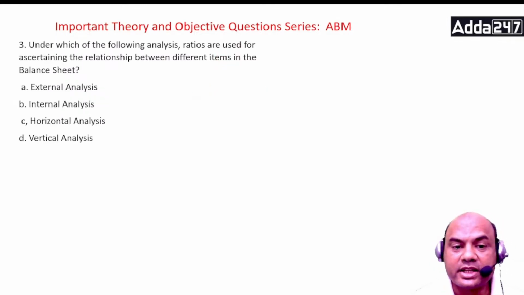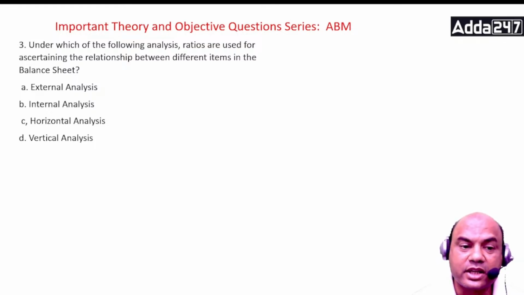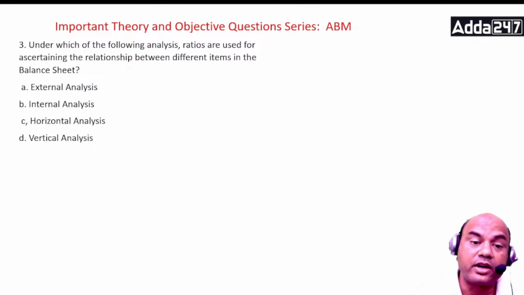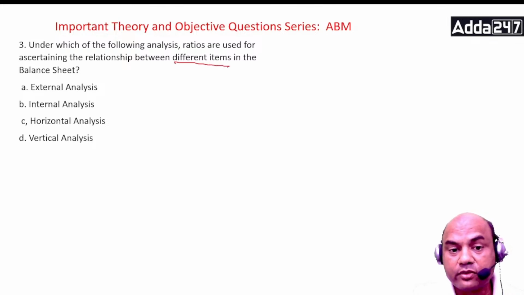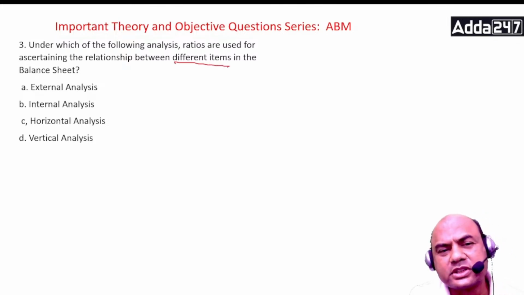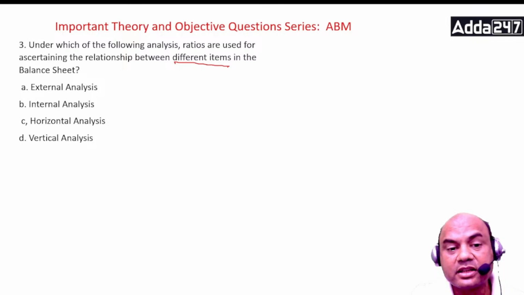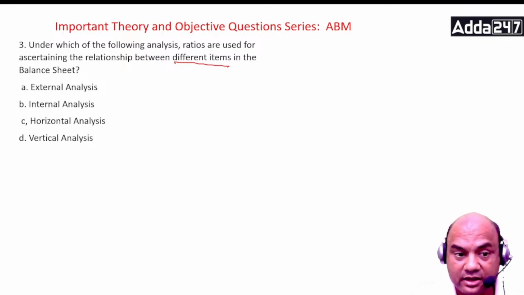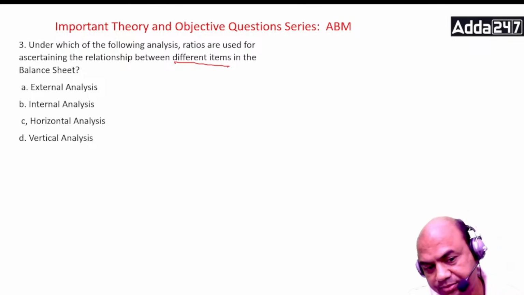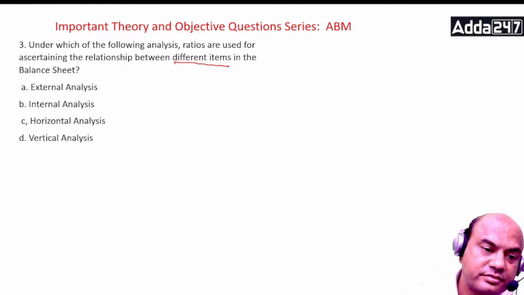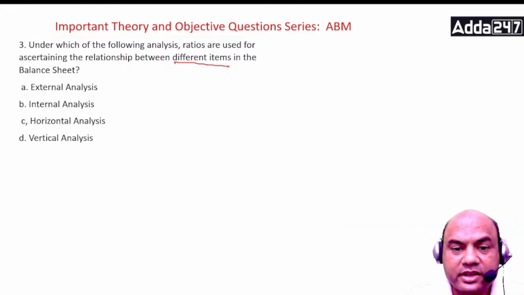Under which of the following analyses are ratios used for ascertaining the relationship between different items of the balance sheet? What are the various items of the balance sheet? All the sources of funds and application of funds in vertical form. Generally nowadays we use vertical form only. Is it external, internal, horizontal or vertical? What is the answer? Think over it, everyone think over it.